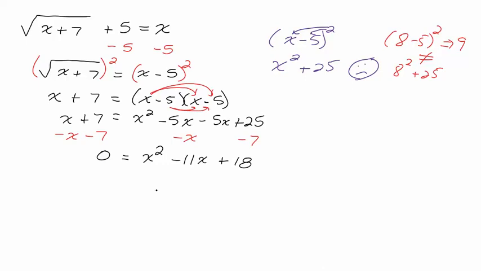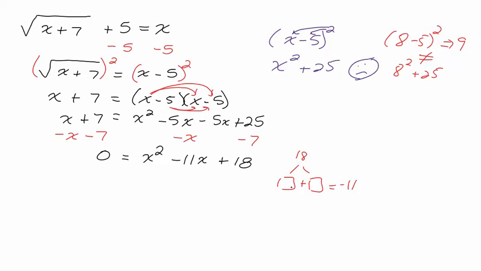Okay, so now I can see if this will factor. And if it doesn't factor, I can use the quadratic formula. Since there's a 1 in front of this x squared, this is what I call an easy trinomial. And all I have to do is ask myself, is there something that multiplies to be 18 and adds to be negative 11?